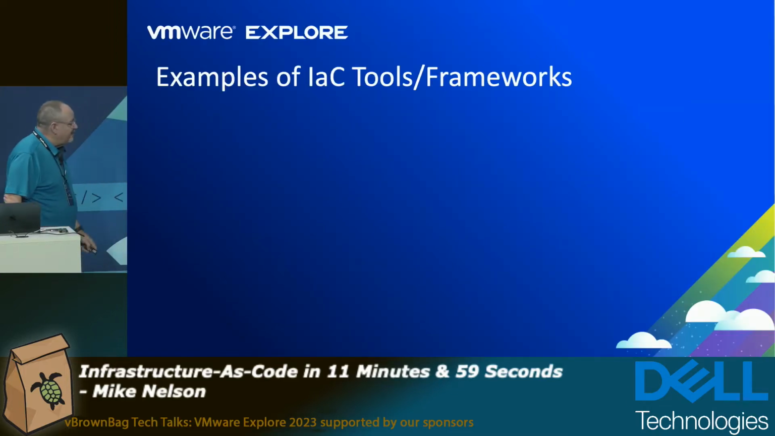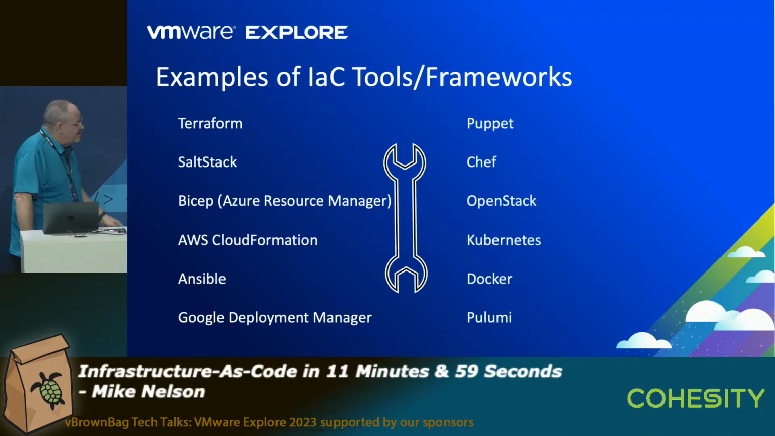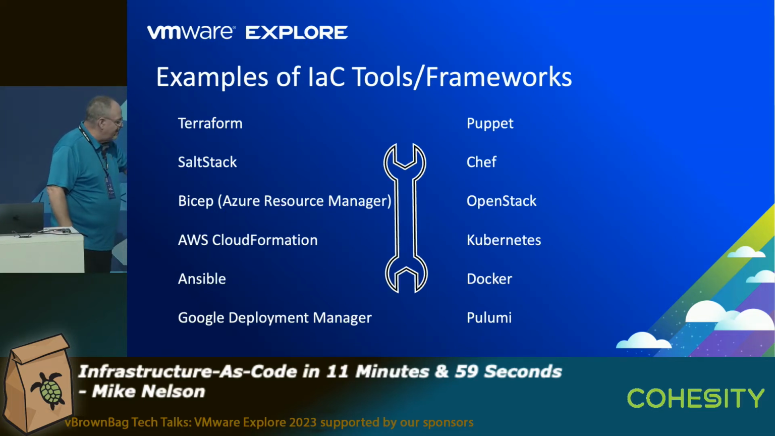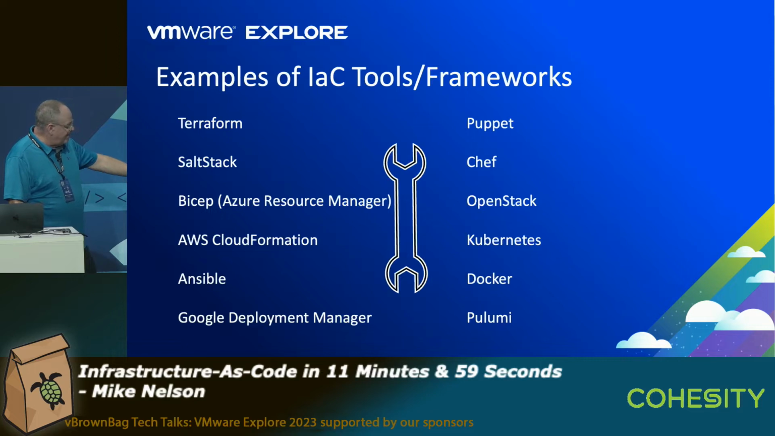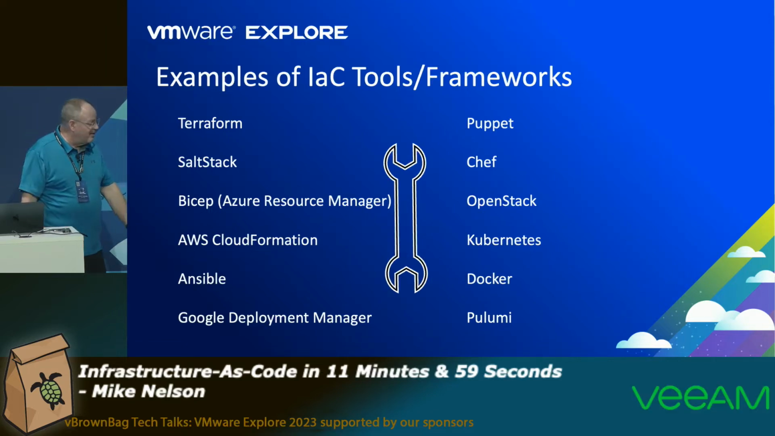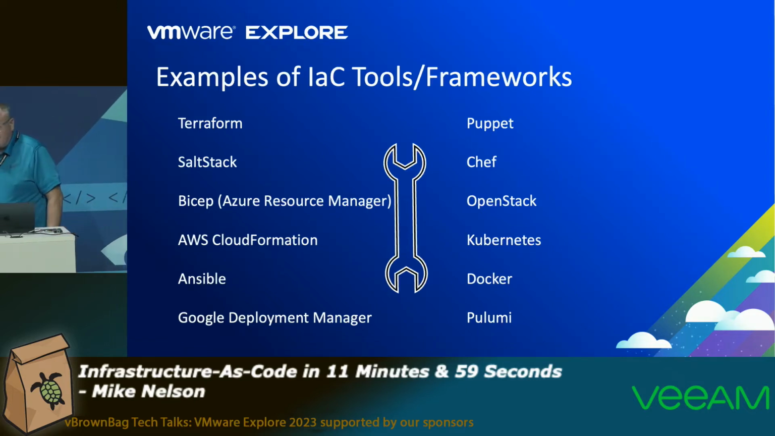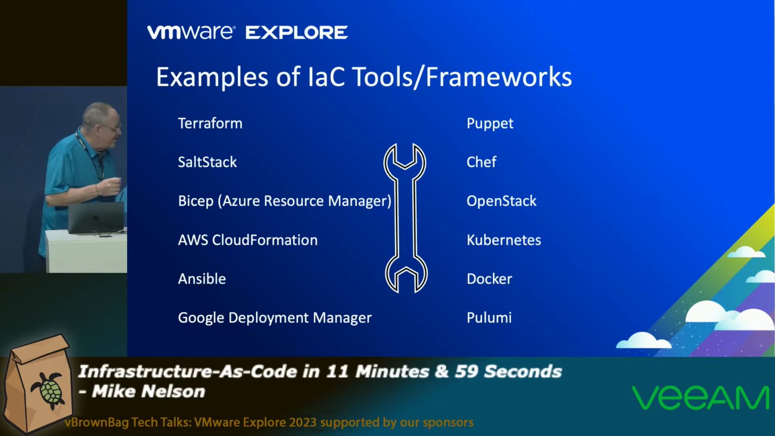Okay, so examples of frameworks you can use. There's Terraform, SaltStack, Bicep, which used to be Azure Resource Manager. All these kinds of things. Anybody, Ansible, been pretty popular. Terraform is really popular. You have Puppet, Chef. The other one down there, Kubernetes. You can actually do IAC with Kubernetes. I don't know if you knew that, but you can.